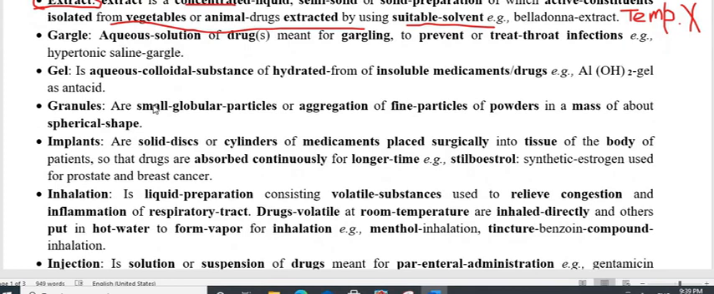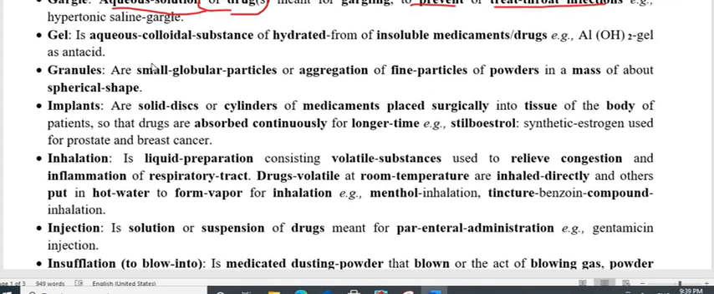Now we have to go through the gargle. Gargle and mouth wash are quite similar terms, and gargles are the dosage form used for gargling. Rather, you can say gargle is a process. In a gargle we are taking an aqueous solution which contains the drug, meant for gargling to check infection of the throat or mouth, and that we call the gargle. The example is hypertonic saline gargle.